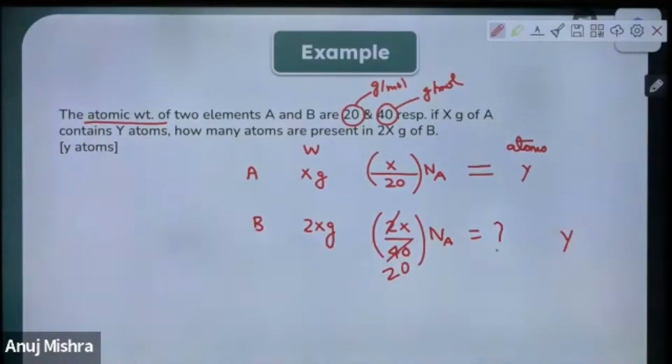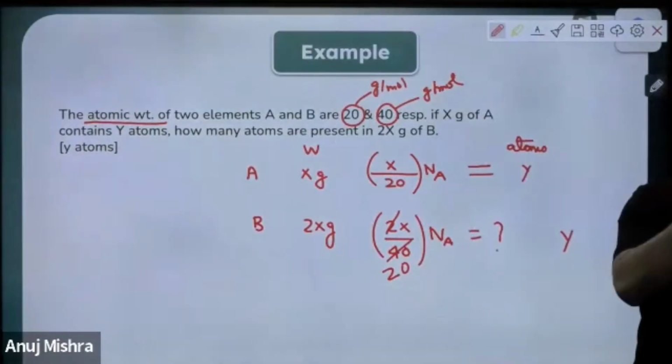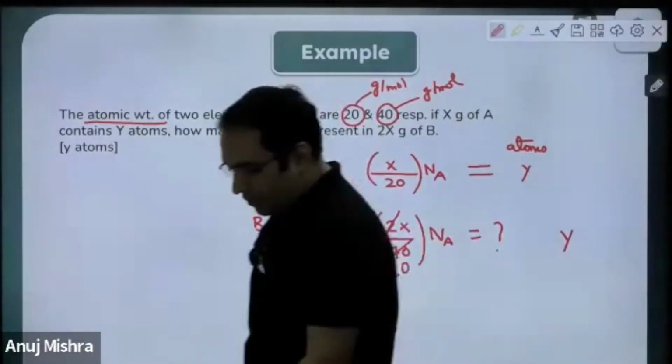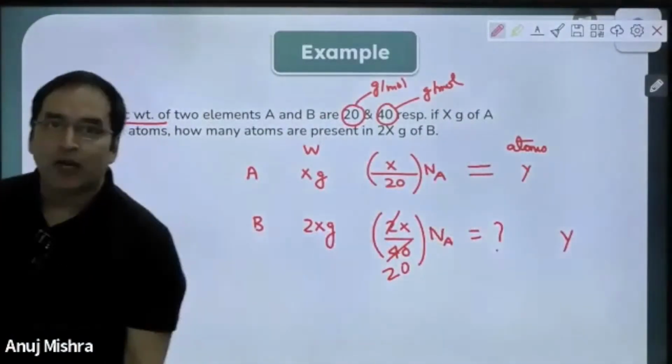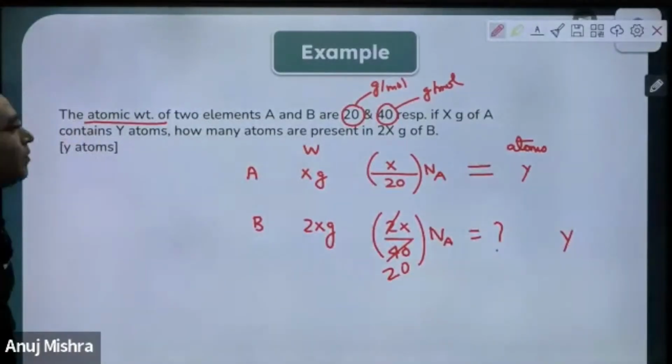Will you do it? Okay, do you want to share? Any difficulty in this? Any issues with this? Please note down. So the language of the question is very clear. What are we doing in this question? X gram, 2x gram, x by 20 into Na, 2x by 40 into Na.